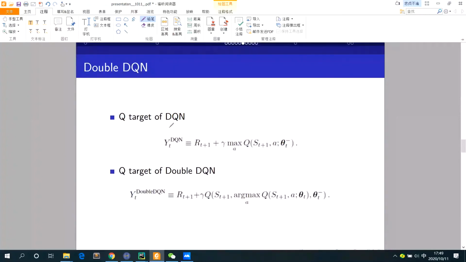the formula of Q target to explain double DQN here. Okay, no problem. Then I can continue.